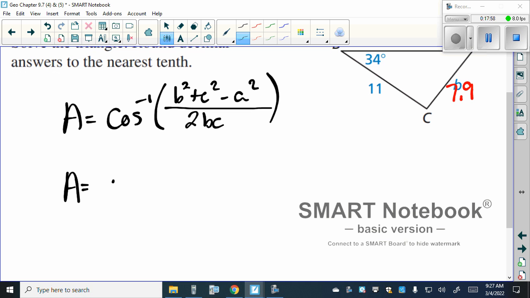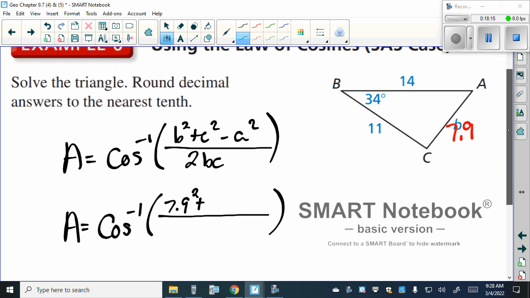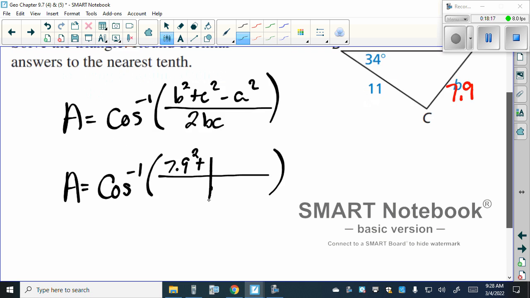So angle A in this case is cosine inverse of, what's the value of B for this problem? So we have 7.9 squared plus C is 14. 14 squared minus 11 squared over 2 times 7.9 times 14. Questions on this here so far?